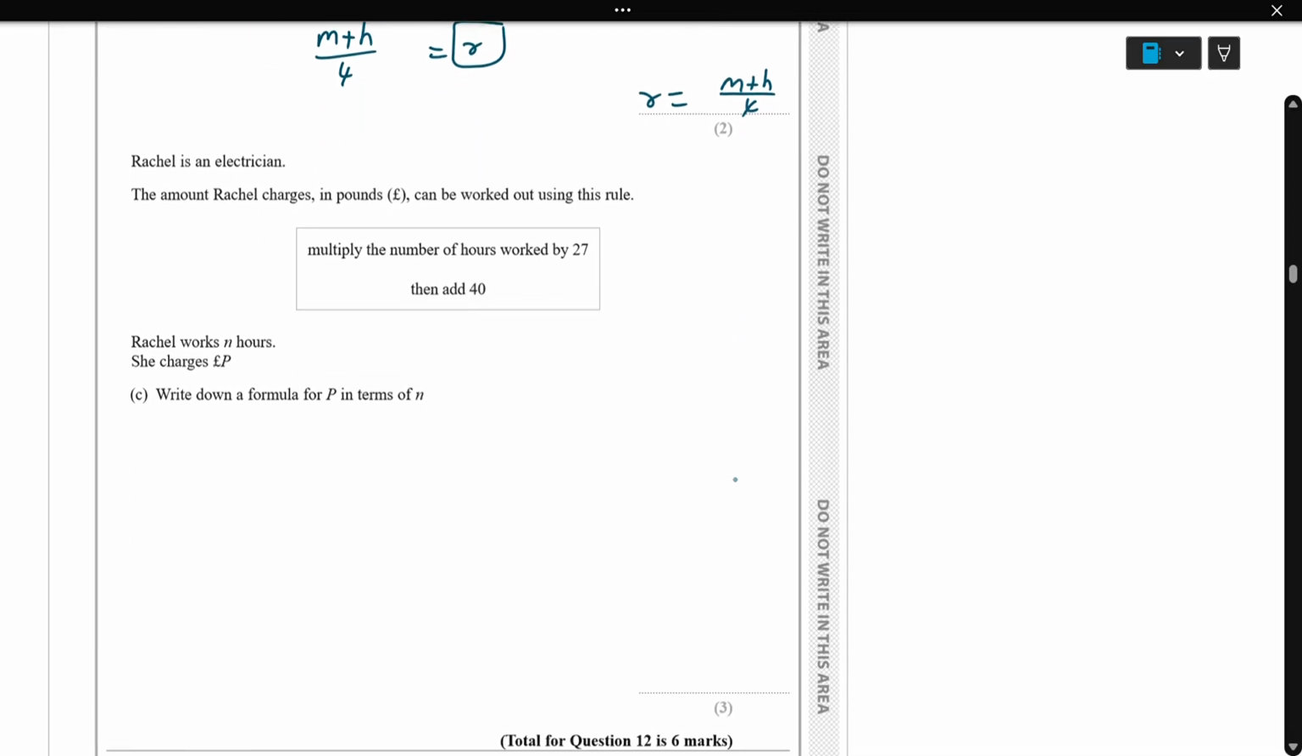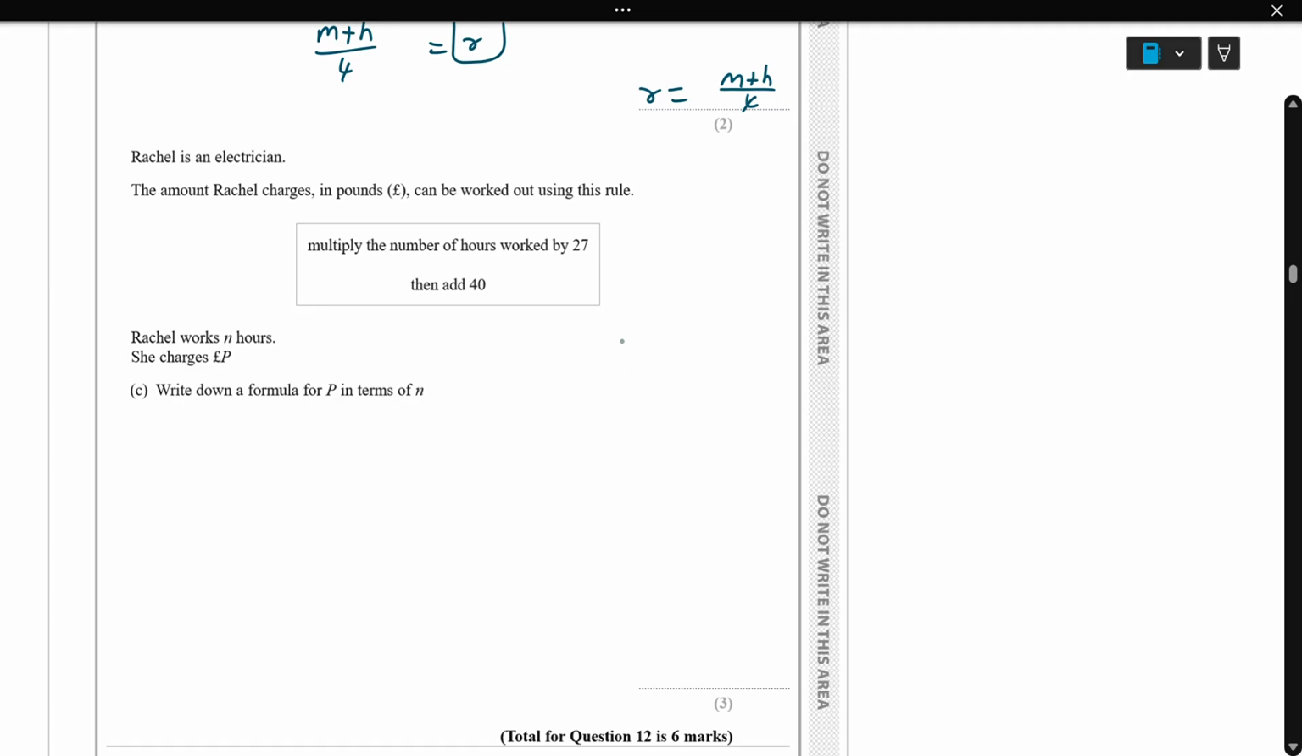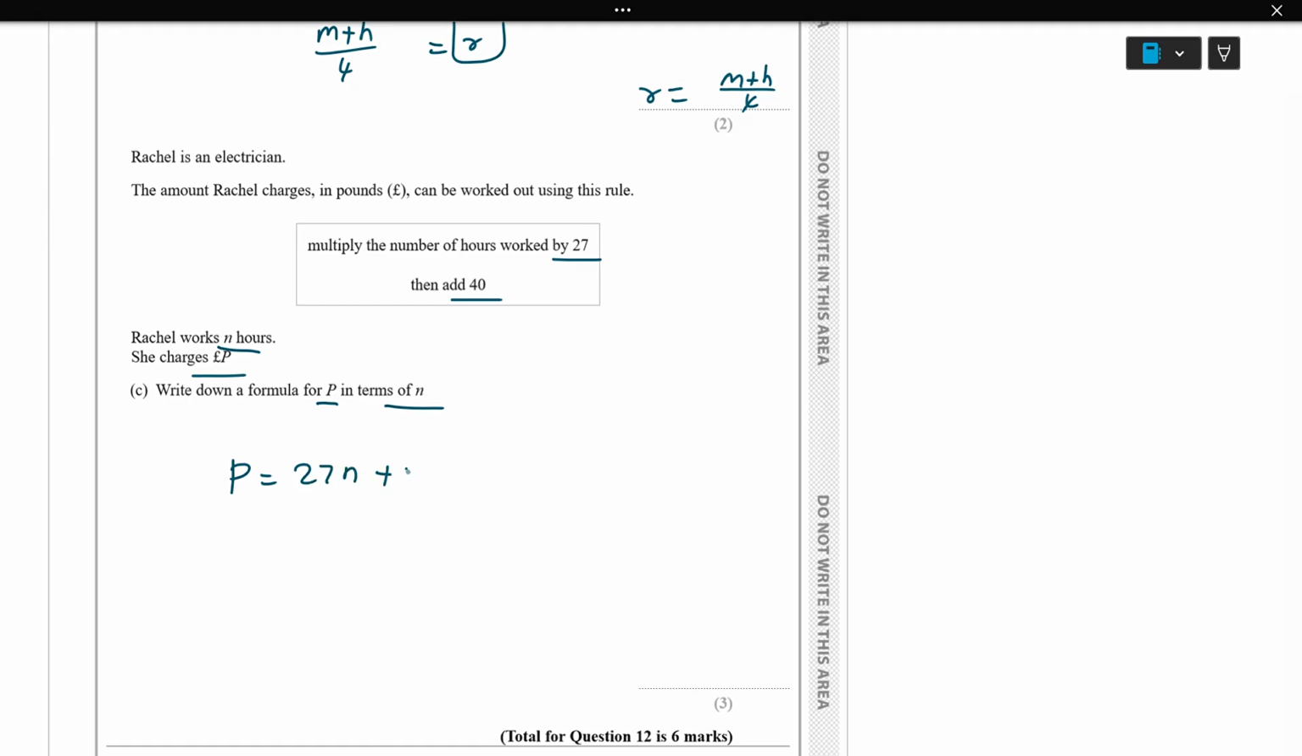Next, Rachel is an electrician. The amount Rachel charges can be found using this rule: multiply the number of hours of work by 27, then add 40. Rachel works n hours and she charges p. So write down the formula for p in terms of n. Total amount is p. She works n hours, so n times 27, so 27n plus 40. That's the final answer: p equals 27n plus 40.